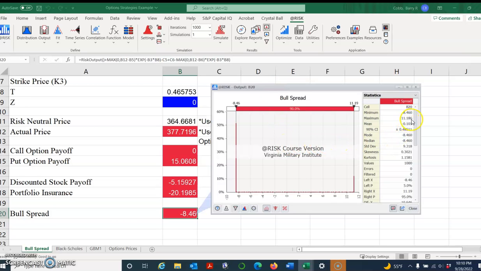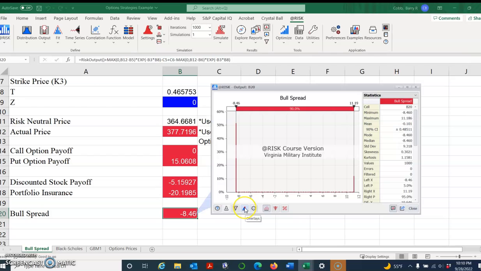The BullSpread has a mean that's really very close to 0. But the minimum payoff is a loss of 8.46, whereas we stand to gain in some cases 11.19. Now, with the bull spread, we're making a bet that this price increases in value for SPY. So what would be helpful is to do an overlay and then extract some of the data and see if we can create a graph that helps us to understand the payoff of this strategy.